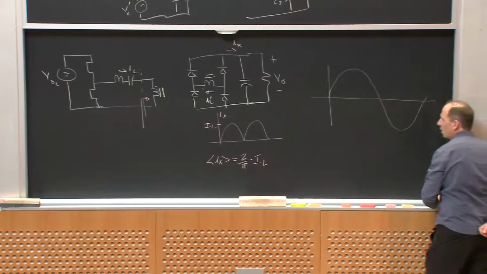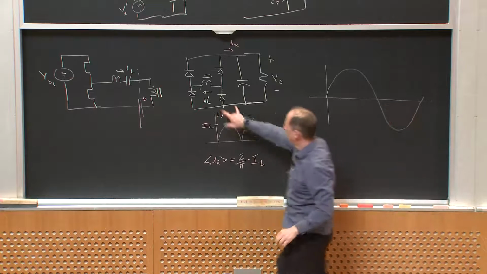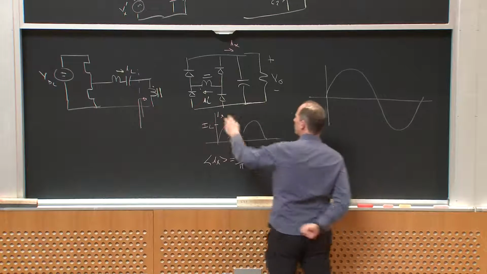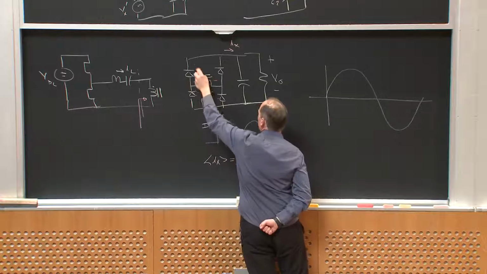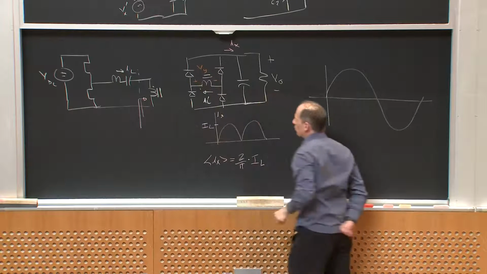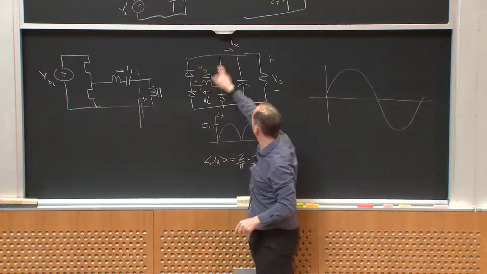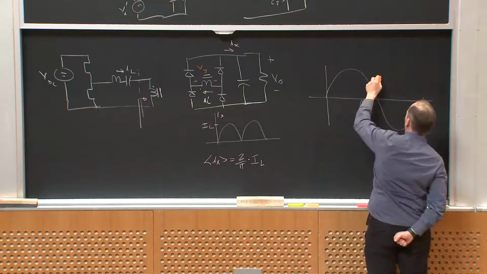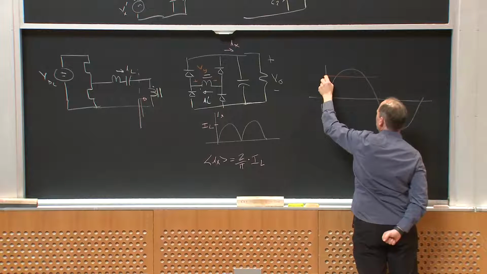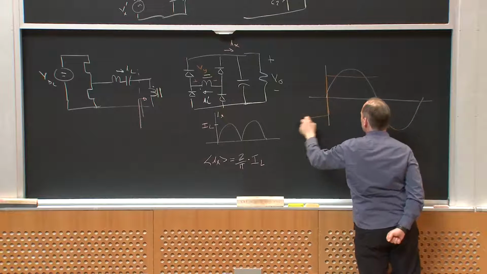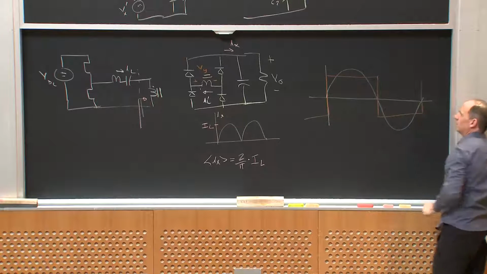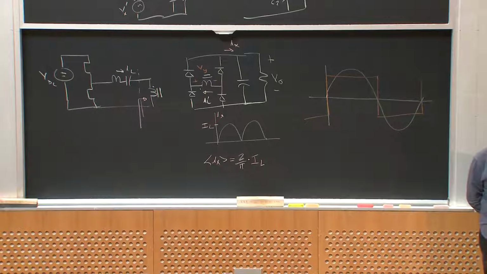Okay. What does this voltage look like? Let me call this V sub y. Well, when IL prime is positive, I have V out. When IL prime is negative, I have minus V out. So the voltage he sees looks like this. Does that make sense?